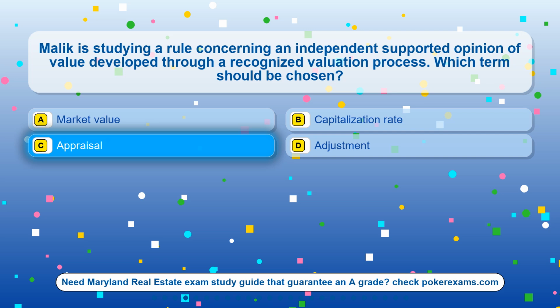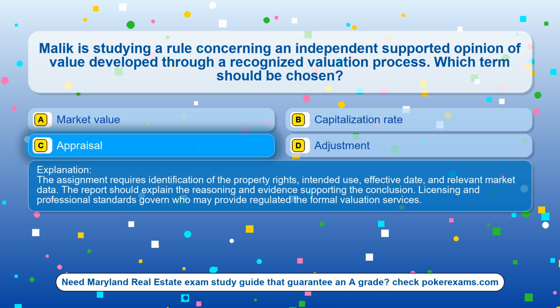The correct answer is option C, appraisal. The assignment requires identification of the property rights, intended use, effective date, and relevant market data. The report should explain the reasoning and evidence supporting the conclusion. Licensing and professional standards govern who may provide regulated formal valuation services.